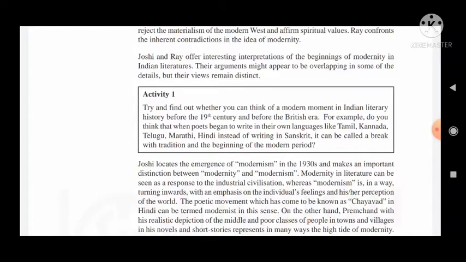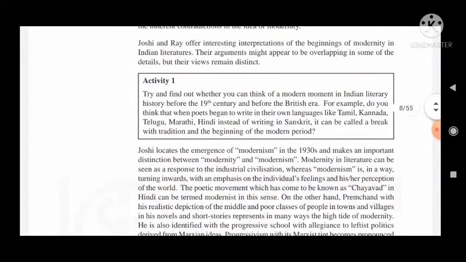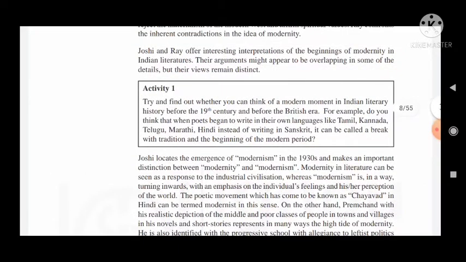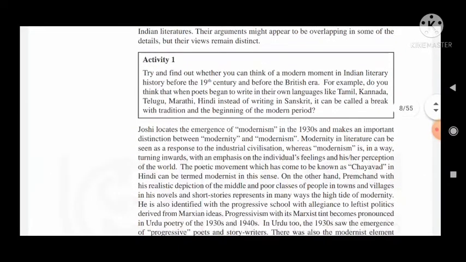Their arguments might appear to be overlapping in some of the details, but their views remain distinct.